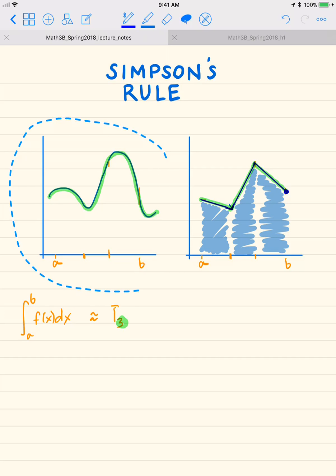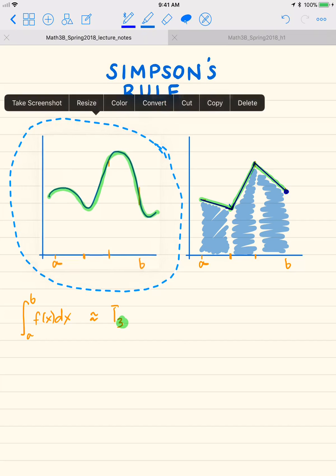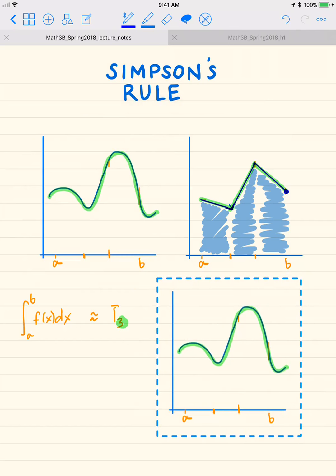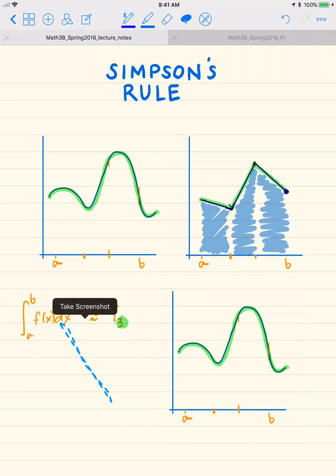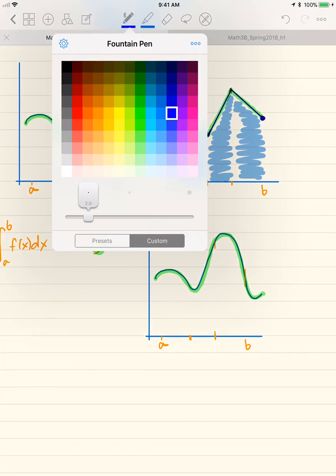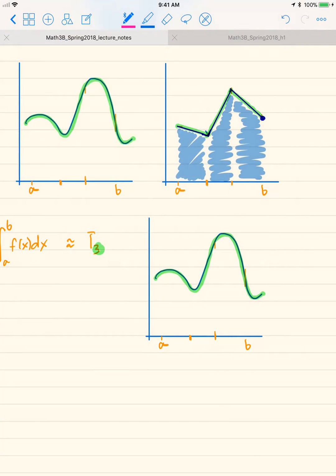It bumps up another level and says, instead of working with a bunch of line segments, why don't we work with a bunch of parabolas? Right? Copy, paste. So working with a bunch of parabolas is the approach, or the methodology, behind Simpson's rule. So here's what we would do.